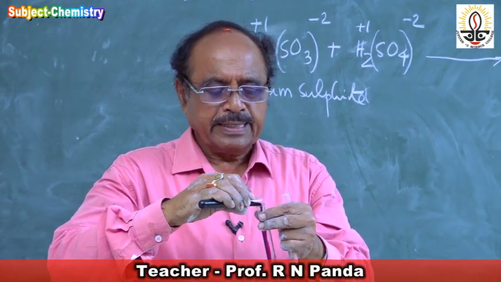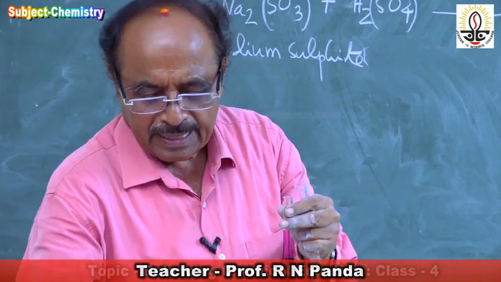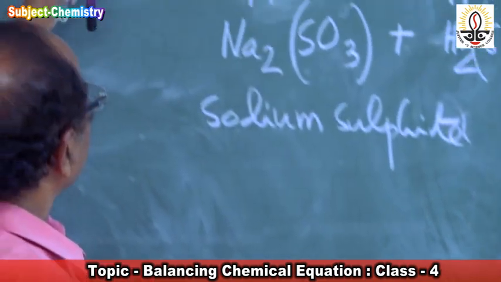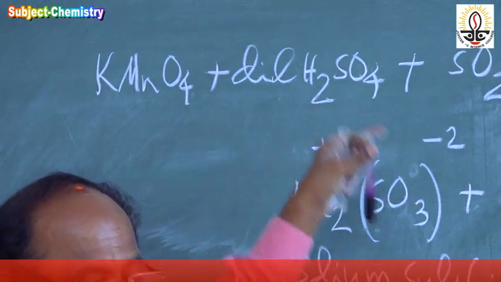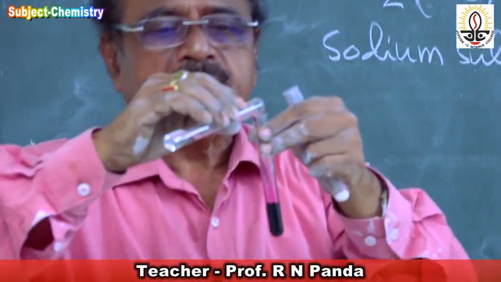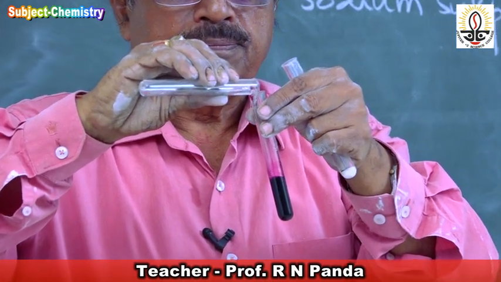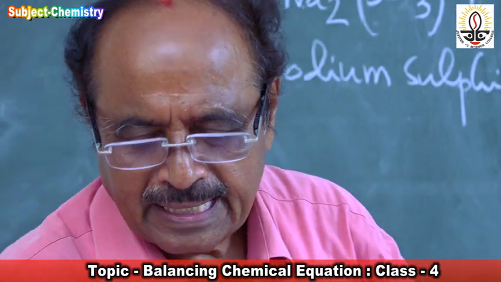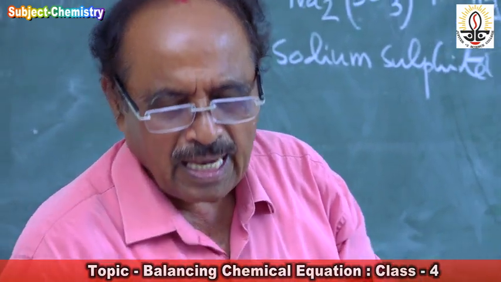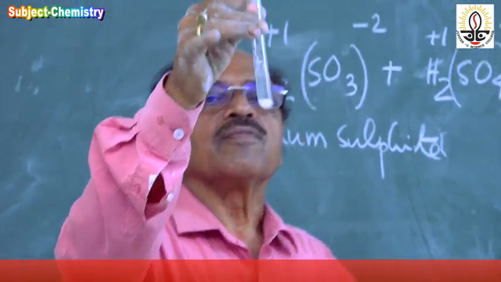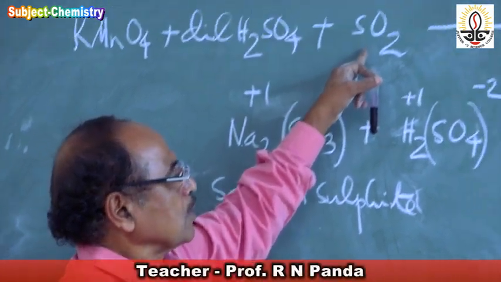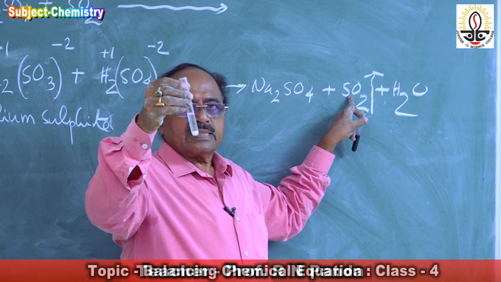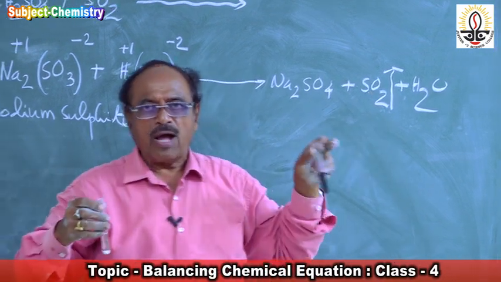So what I am doing now, I am taking a little potassium permanganate. To that I have added sulfuric acid. This is the pink potassium permanganate. Then I am adding sulfuric acid. This is called acidified potassium permanganate. To this I am now adding sulfur dioxide. Sulfur dioxide is present in water, so it is a solution of sulfur dioxide.